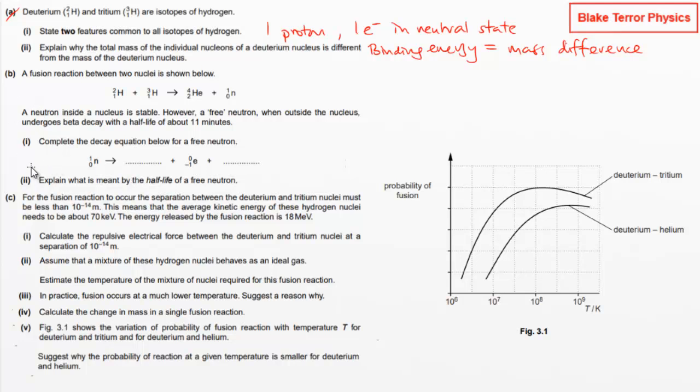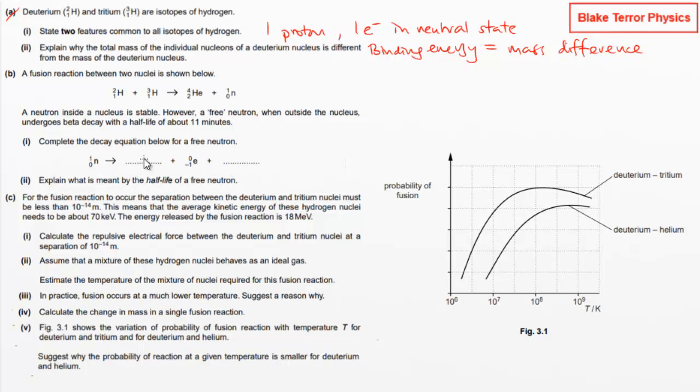Part B, we're now on to a fusion reaction between 2 nuclei. We've got deuterium and a tritium going to helium and a neutron. A neutron inside a nucleus is stable. However, a free neutron, when outside the nucleus, undergoes beta decay with a half-life of about 11 minutes. Complete the decay equation for a free neutron.